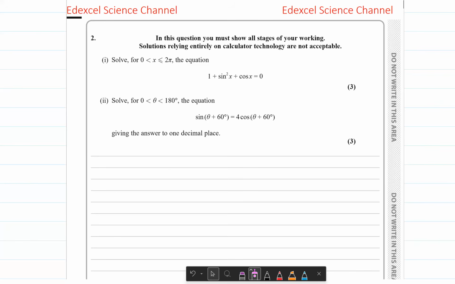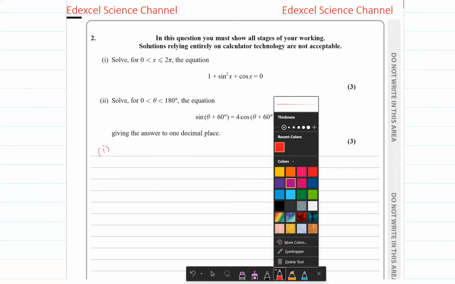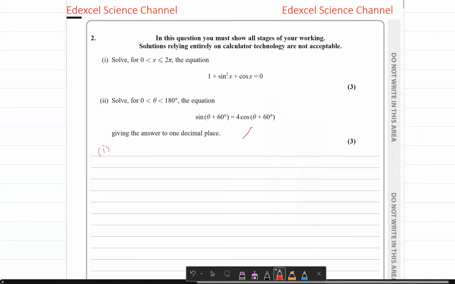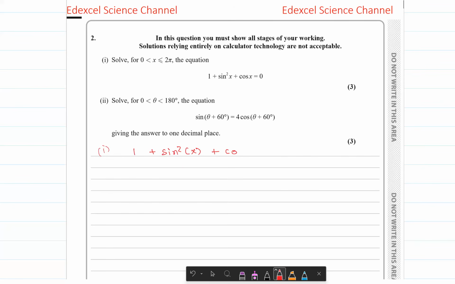And now we are at question 2 from the 2026 June IAL Pure Maths 2 paper from Edexcel. Question number 2, part 1: solve for 0 to 2π the equation 1 plus sin²x plus cos x equals 0. This one is fairly easy. 1 plus sin²x plus cos x equals 0.